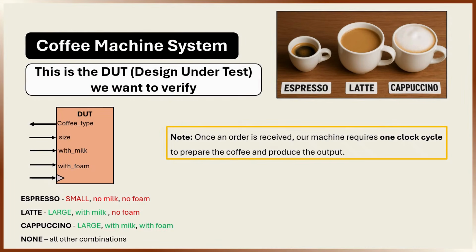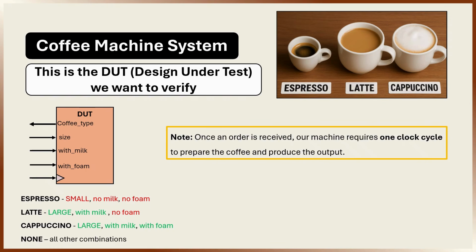Let's start with our coffee machine system. This is the DUT, the design under test, that we want to verify. The inputs to our machine are simple. We have the size, which can be small or large. We have a with milk input, and we have a with foam input. And of course, we have a clock that synchronizes everything. The output is the coffee type, the drink that the machine produces based on the inputs.